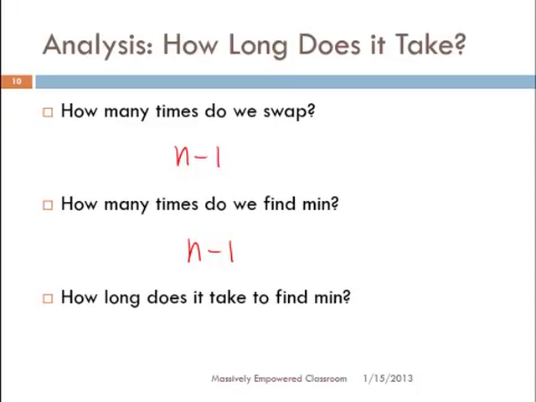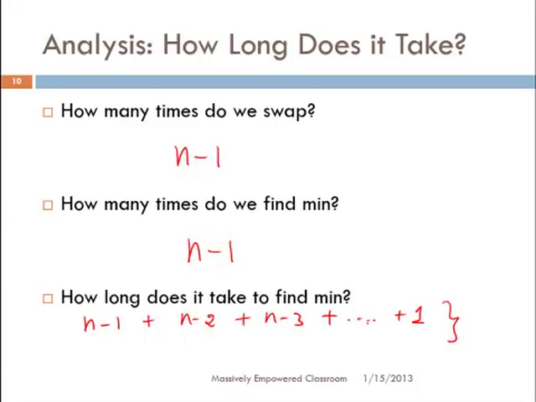This keeps changing, because the number of elements we look at, or the number of comparisons we do to find the minimum, keeps on changing. In the first iteration, first loop, it takes n minus 1 times. Next time it takes n minus 2. Next time n minus 3, and so on, until at the end it takes just one step to find the minimum.